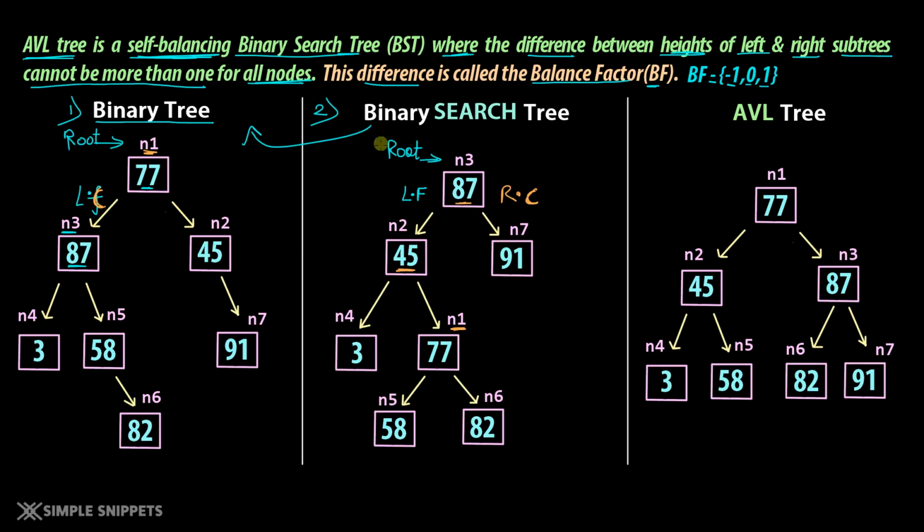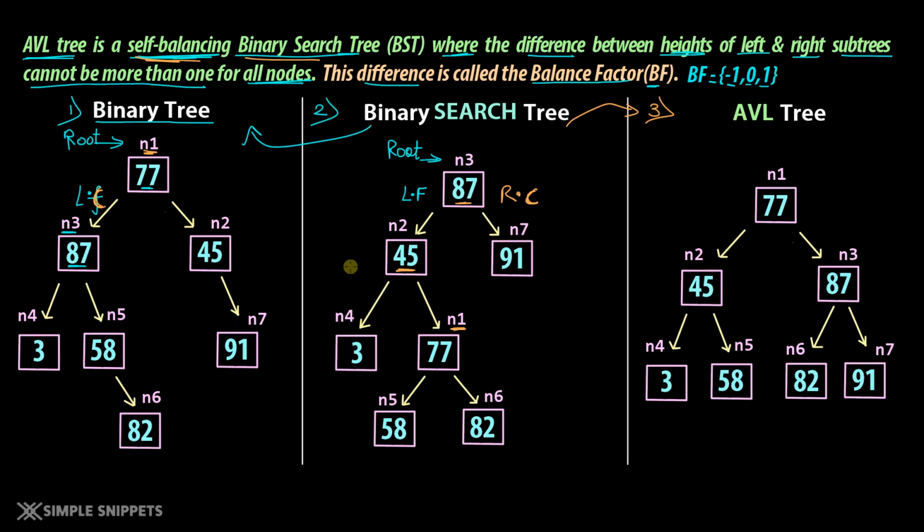Okay? Now taking this same binary search tree one notch forward, that is one level more with an extra condition, this is where we come to the third type, which is the AVL tree. So an AVL tree is nothing but a self-balancing binary search tree. It is technically a binary search tree only, just that it is balanced. Now if you observe this binary search tree, which is the second one, this is not balanced.